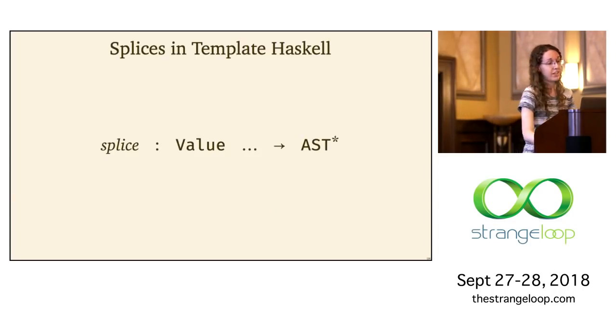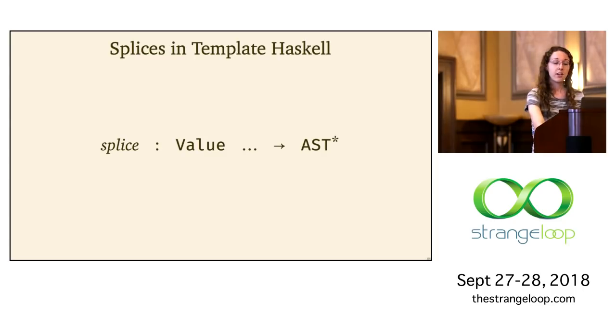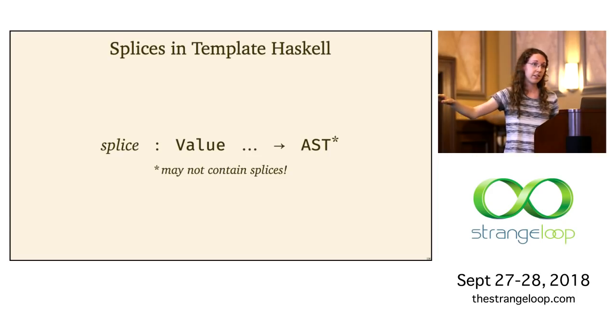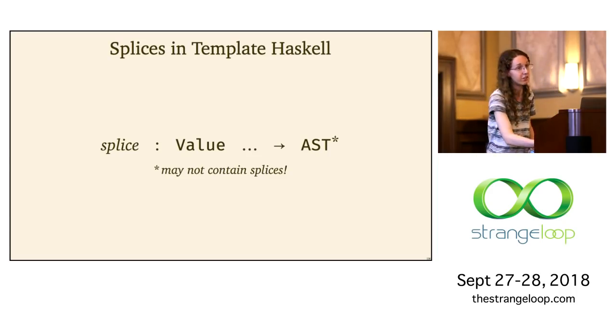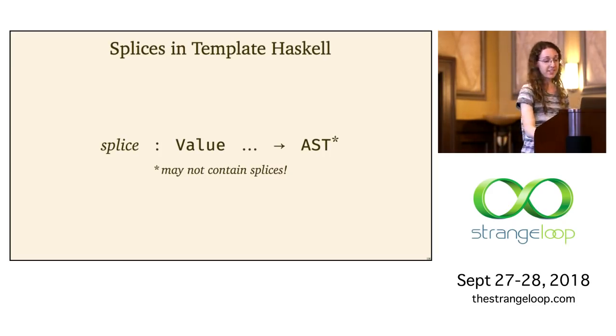But that's not all. It turns out that this type signature is actually a little bit of a lie, because in Template Haskell, the AST that gets returned can't also contain splices, which means that you have a really limited system where there can only essentially be one layer of splice transformation, and then everything has to stop. That's really limiting in terms of what you can do. But that's not all either.